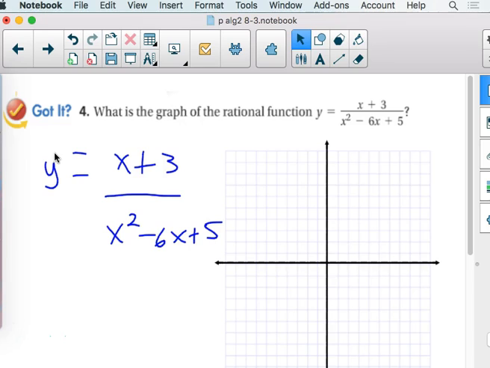Well, it's not going to graph right, obviously. We'll make it work.